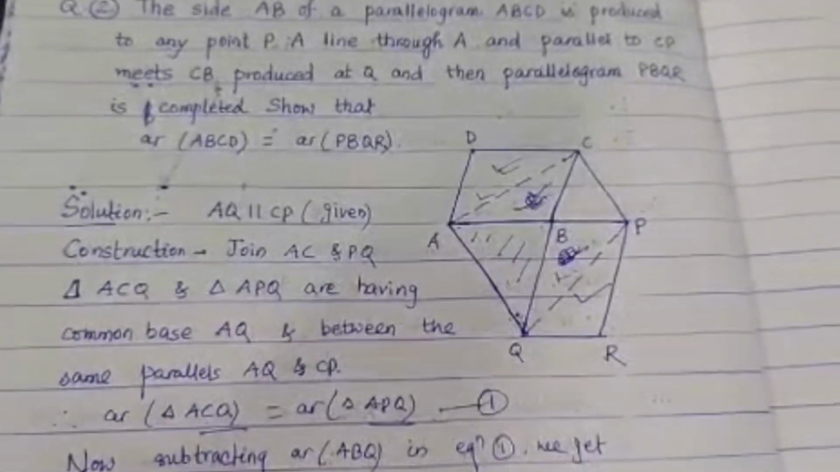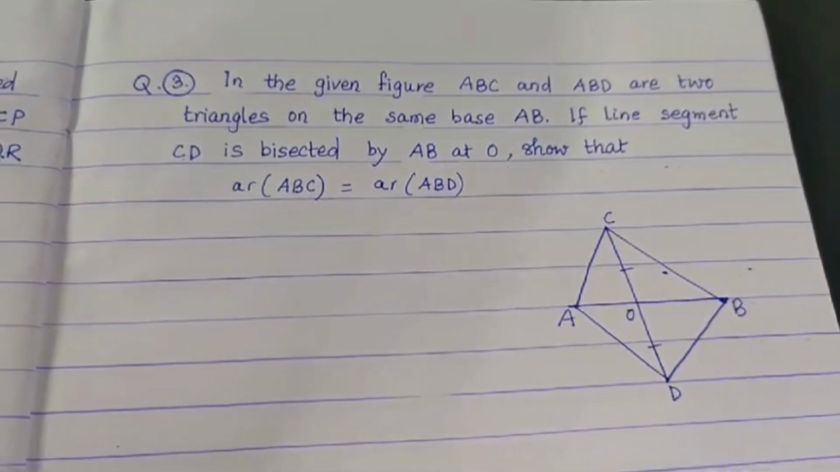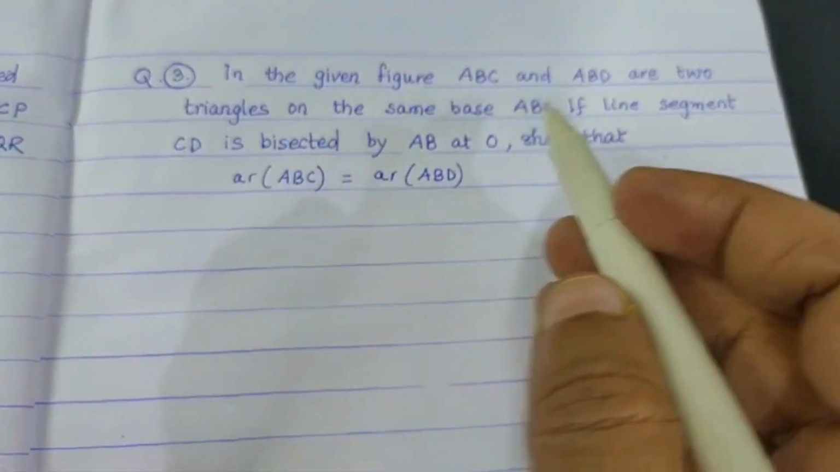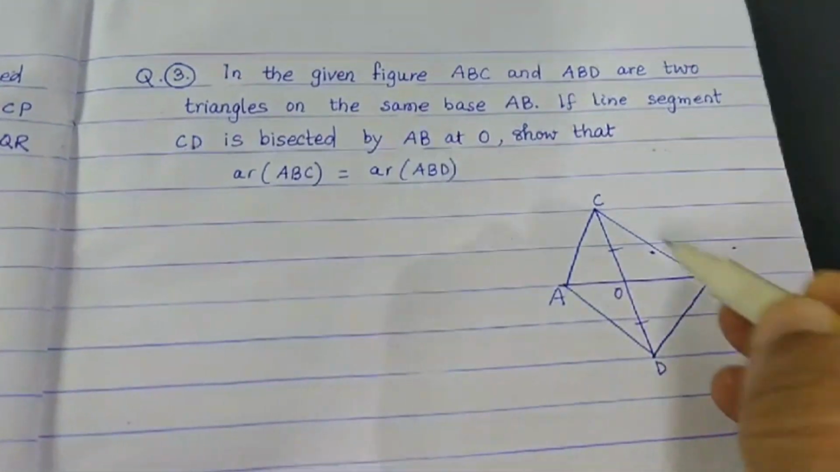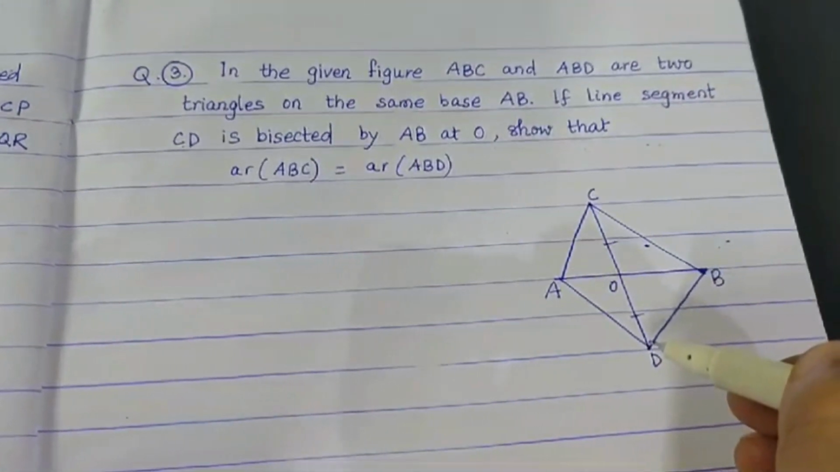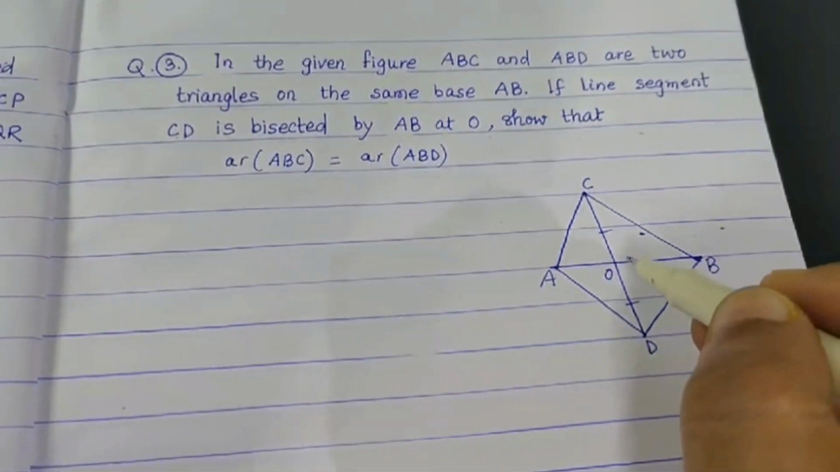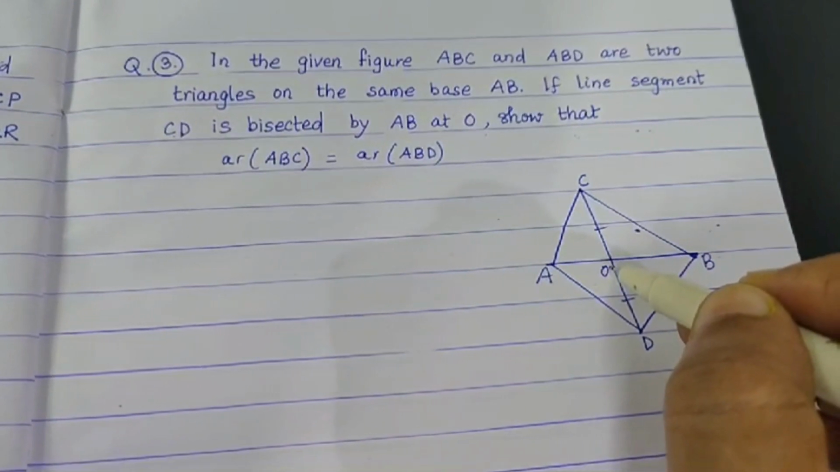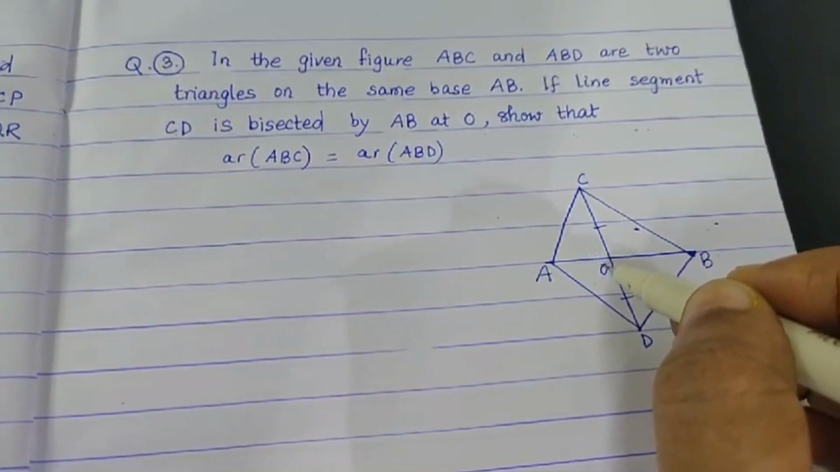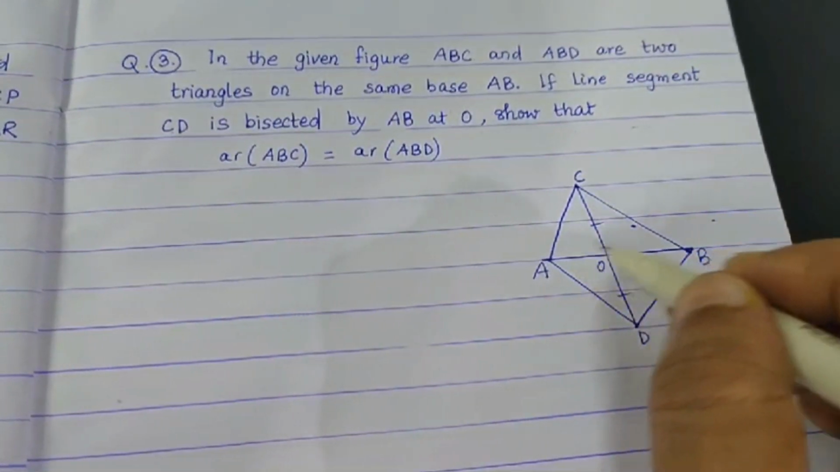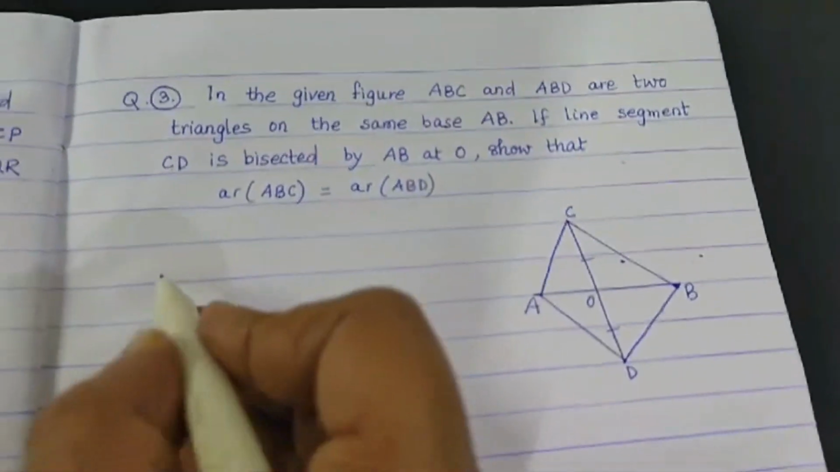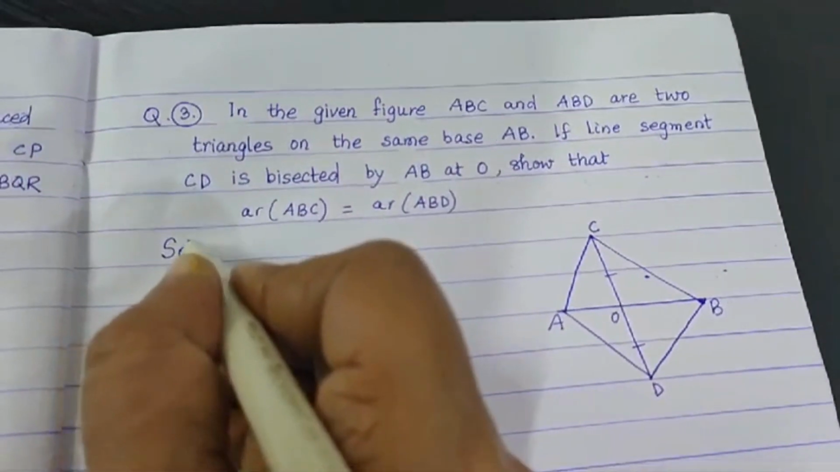Now let's move on. Let's solve this third question. The question is, in the given figure ABC and ABD are two triangles on the same base AB. If line segment CD is bisected by AB at O, then we have to show that area ABC is equal to area ABD. Okay, so let's solve this one.